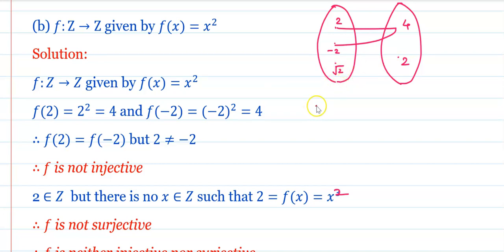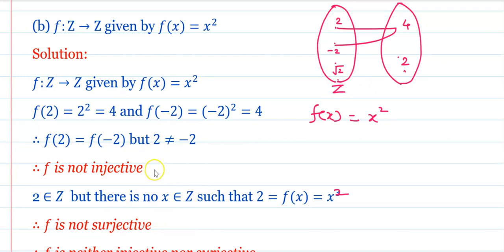Okay. का की फंक्शन कसा डिफाइन केला आहे आपण? f of x is equal to x square, and hence we write here that the 2 belongs to Z, but there is no x belongs to Z such that 2 is equal to f of x is equal to x square. Okay. There is no x means what? There is no root 2 belongs to Z such that 2 is equal to f of x is equal to x square. Okay. म्हणजेच काय? 2 has no pre-image in this set, which is the Z, and hence it is not the surjective.